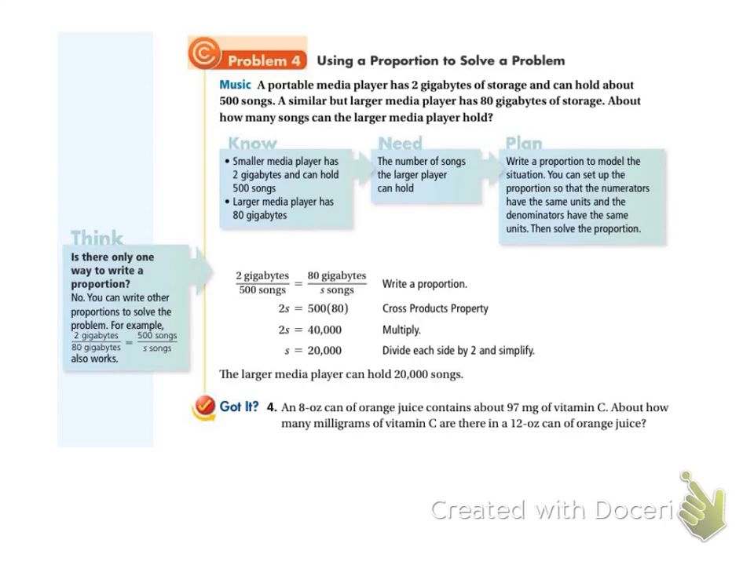Alrighty, one last problem. We'll do the got it problem. An 8-ounce can of orange juice contains about 97 milligrams of vitamin C. Okay, so they're talking about one can there. This is an 8-ounce can, and that same can has the 97 milligrams. So we're going to stick that on one side of our equal sign. I'm going to put 8 ounces on top. It doesn't matter if you put the milligrams or the ounces on top. What does matter is that on the other side, if I have ounces on top, I need to have ounces on top. If I have milligrams on the bottom, I need to have milligrams on the bottom. So this other can is 12 ounces, and we want to know how many milligrams of vitamin C it has.